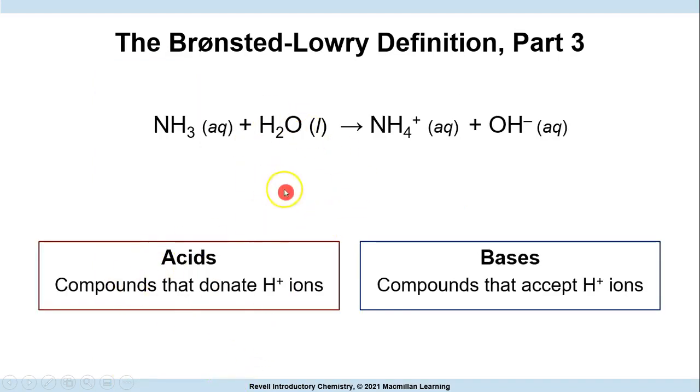Now let's look at this case here. The equation is the reaction between ammonia and water to give the ammonium ion and the hydroxide ion. Acids are compounds that donate protons and bases are compounds that accept protons, as we have said. Here the ammonia is the base and it gives the ammonium. So this is a base because it accepts the proton. And here water is the acid because it donates the proton. When it donates the proton, it forms the hydroxide ion.